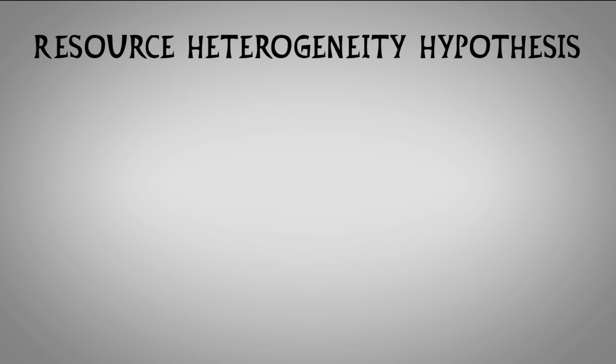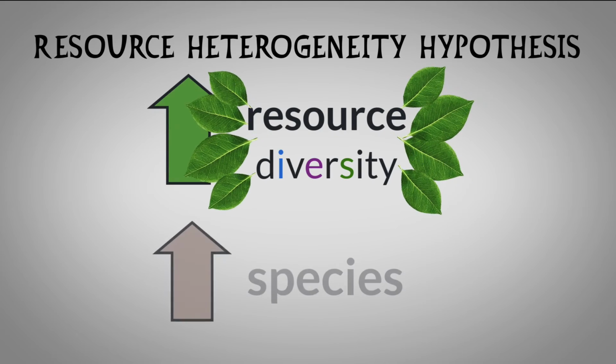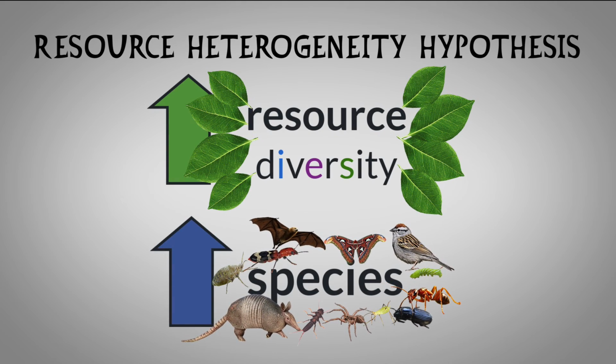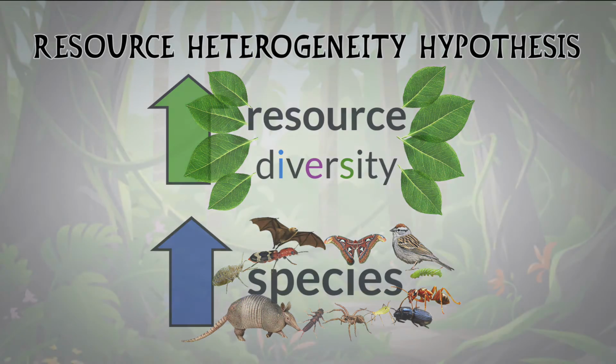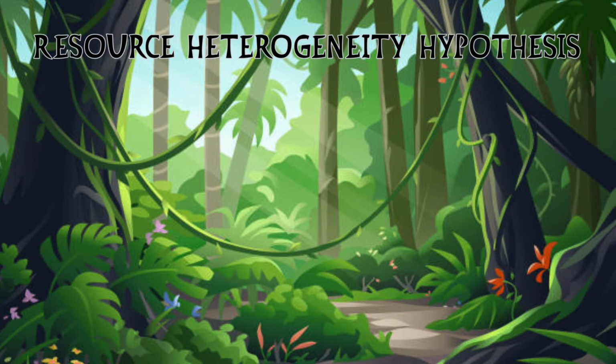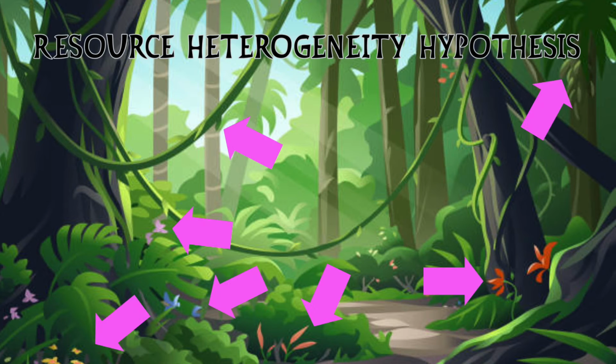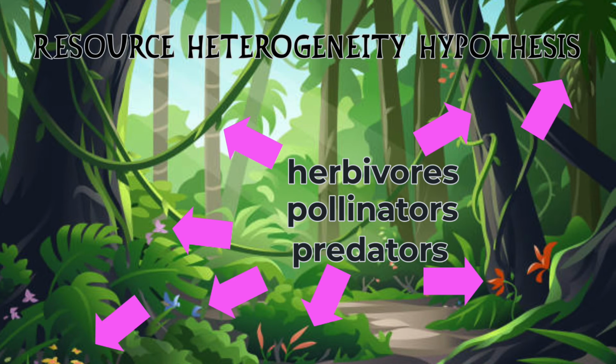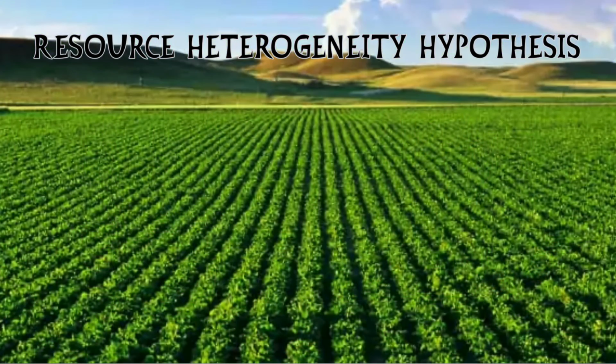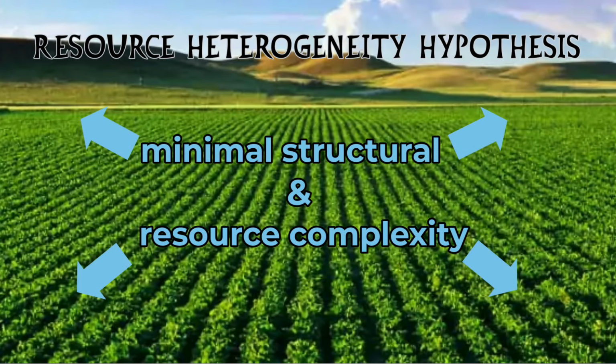First, we have the resource-heterogeneity hypothesis. This hypothesis proposes that the more diverse an environment is, the more species it can support. Greater complexity means more available niches. For example, tropical rainforests have an incredible diversity of plant species, which in turn supports a high diversity of herbivores, pollinators, and predators. In contrast, monoculture plantations, which contain only a single plant species and minimal structural complexity, offer fewer ecological niches, leading to lower overall species richness.